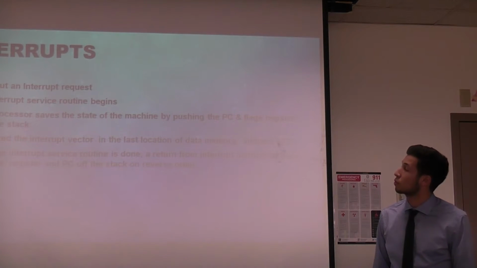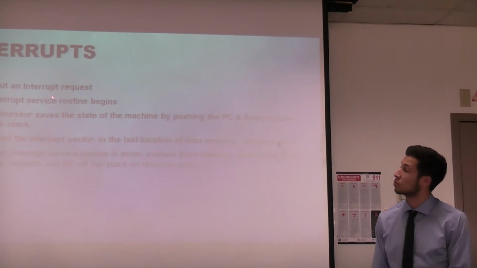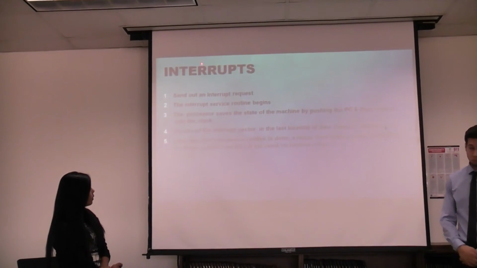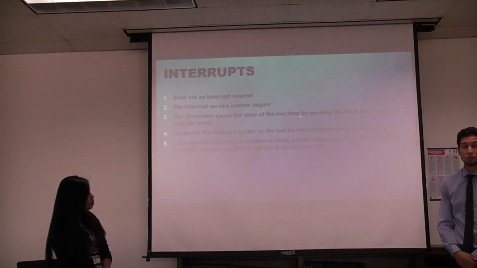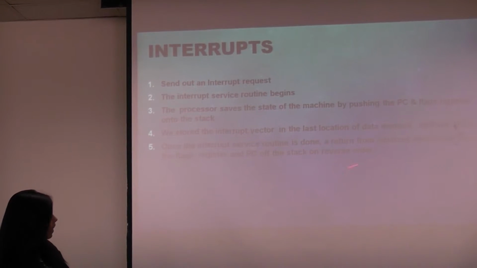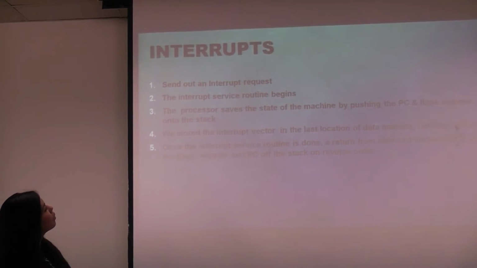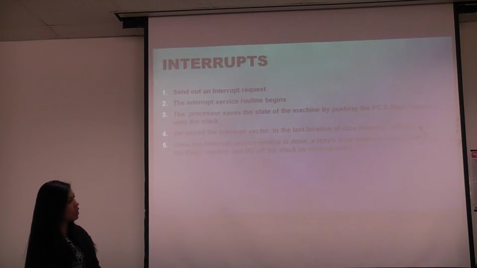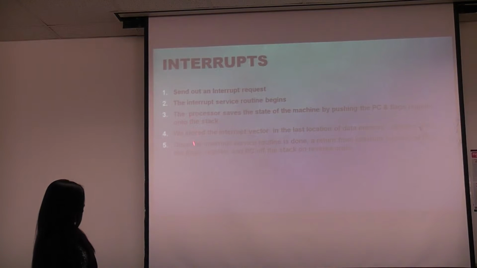Okay, so interrupts. For this case, our first step was to send out the interrupt request. Once that was sent out, the interrupt service routine begins, and then the process saves the state of the machine by pushing the PC and flag registers onto the stack. Then we stored the interrupt vector in the last data memory location, which is 3FC. And then once that is done, our interrupt service routine is done.